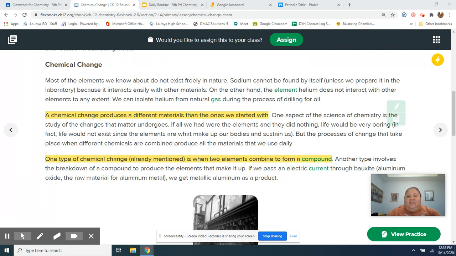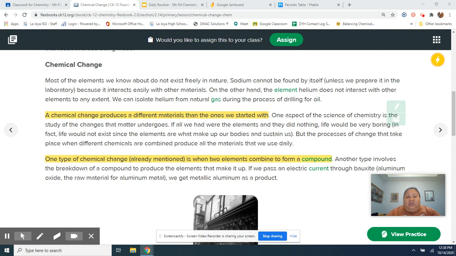But the processes of change that take place when different chemicals are combined produce all the materials that we use daily. One type of chemical change that we talked about on Friday: when we have two elements that combine to form a compound, we call that a synthesis reaction. If I have hydrogen gas and oxygen gas and they react, they form water.